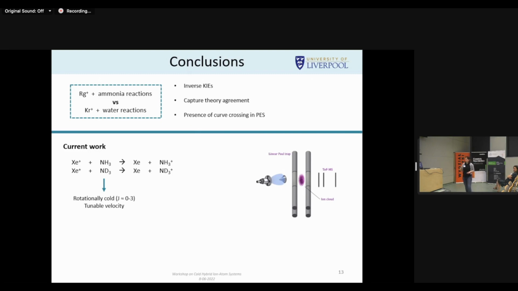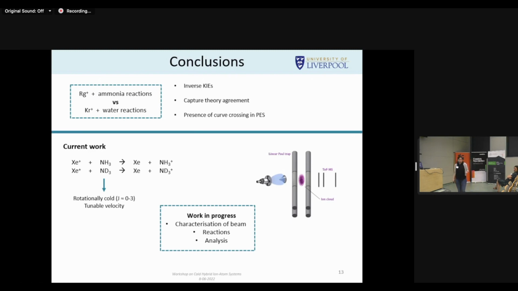And also, we want to have a tunable velocity by changing the carrier gas of our beam. At the moment, we are at the stage that we are characterizing our beam. We're trying to measure the number density. It has been mentioned a few times already today that it is a bit challenging to measure the number density of a beam. We are trying to understand the exact rotational distribution of our beam. We have taken some reactions in the lab, and we want to take more, and we are analyzing the data that we have already. Unfortunately, I have no rate coefficients to share with you today because we have very, very preliminary results, but I hope to have something very soon.